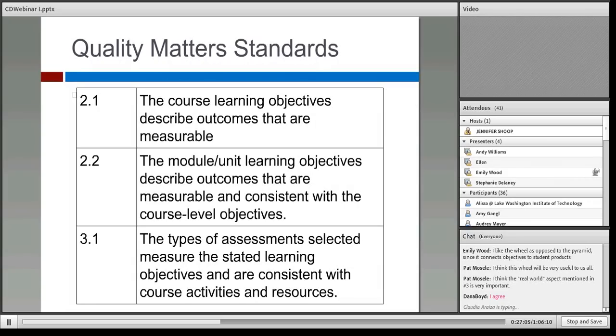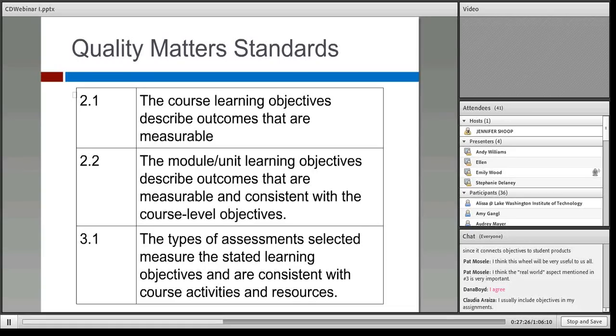3.3 looks at the types of assessments selected to ensure that they really do measure the stated learning objectives and that they're going to be consistent with course activities and resources. So that's really making sure that what I choose for an assessment is going to be appropriate for those objectives and finding a way to align that. Oh, and I saw Claudia says, I usually include objectives in my assignments. So even going further than just the module level to the actual assignment level, and that's a really great way to make sure that everything rolls up and is going to have the students progress towards those course learning objectives.